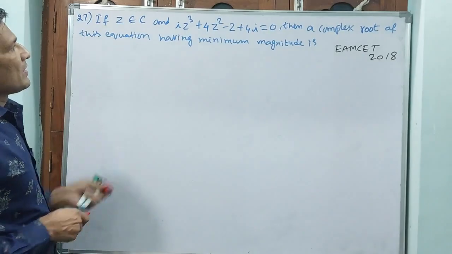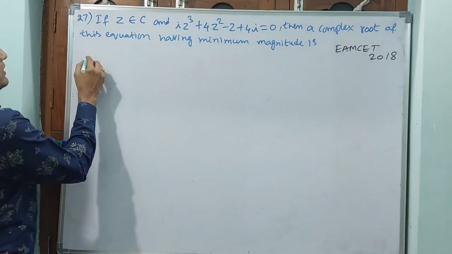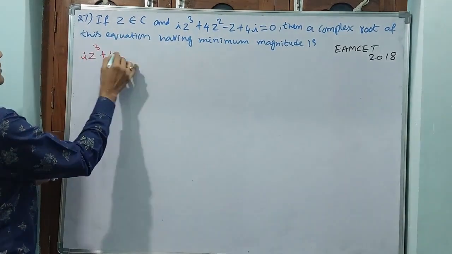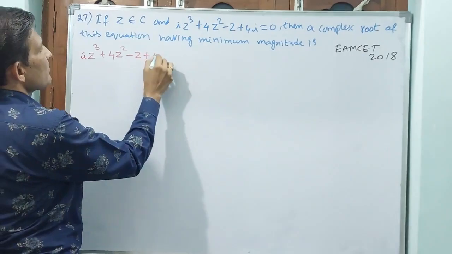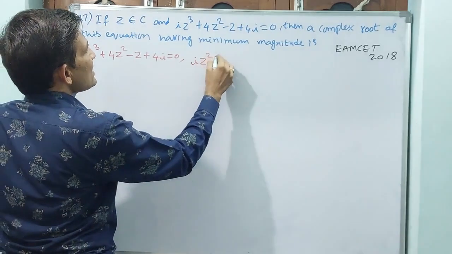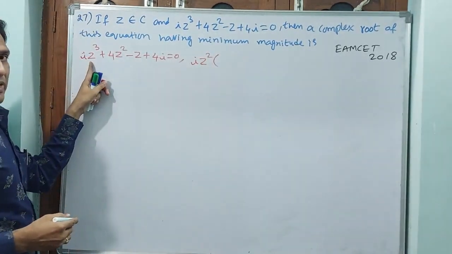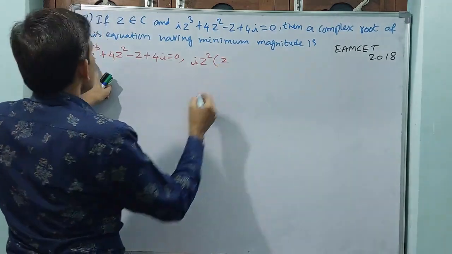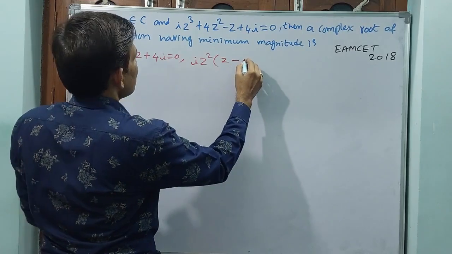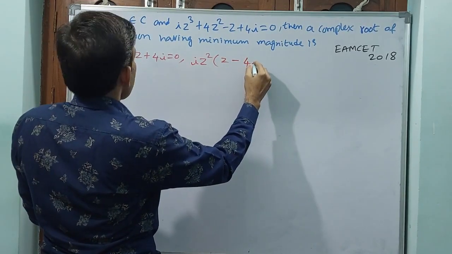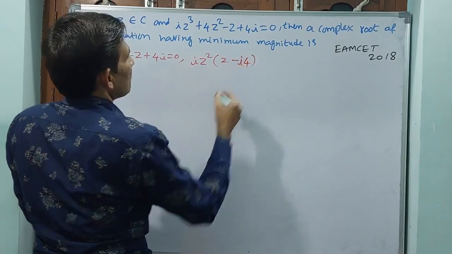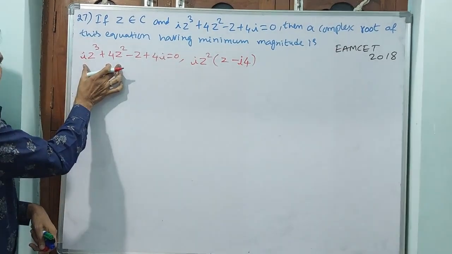See what I am doing. iz square I am taking common. First let me write this equation once again: iz cube plus 4z square minus z plus 4i equal to 0. If I take iz square common, z will be there here, iz square into z is iz cube. Then what will be there here? Minus 4i will be there. You consider only these two.